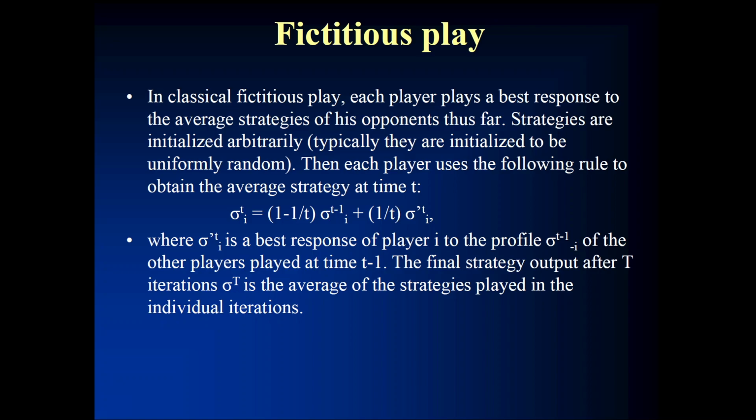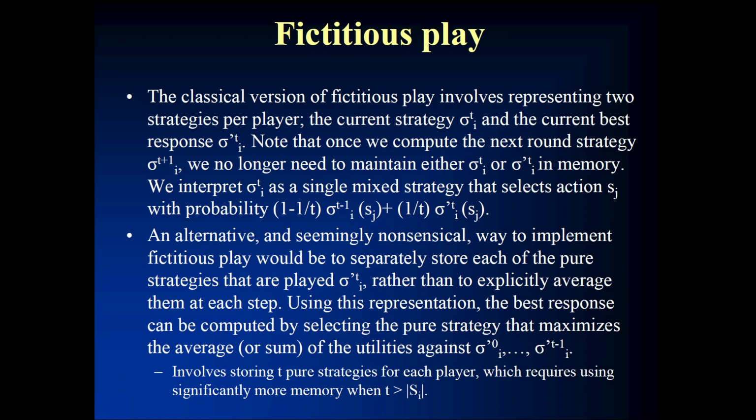In a nutshell, the players initialize arbitrarily, often uniform random. It's a self-play algorithm. At each iteration, each player plays a best response to the average strategy of the opponents played so far. And then basically they're going to apply this update rule by averaging in the new best response with the previous strategy. At the end, they're going to output the average of the strategies played over all the iterations.